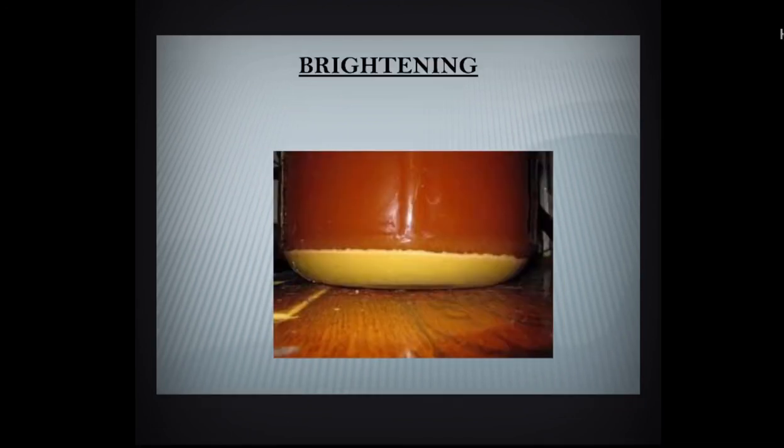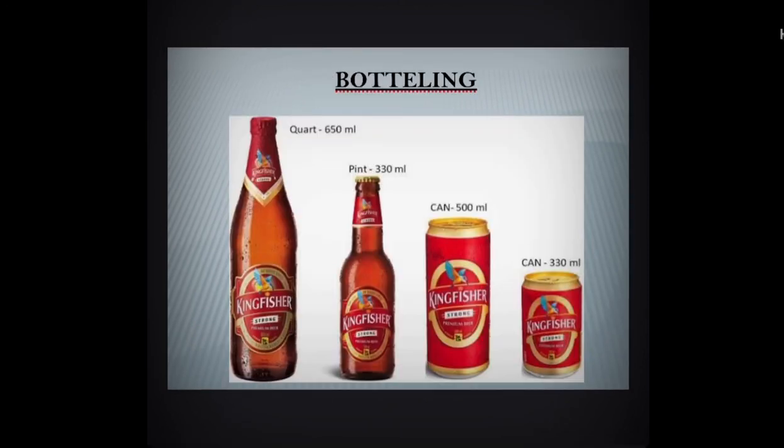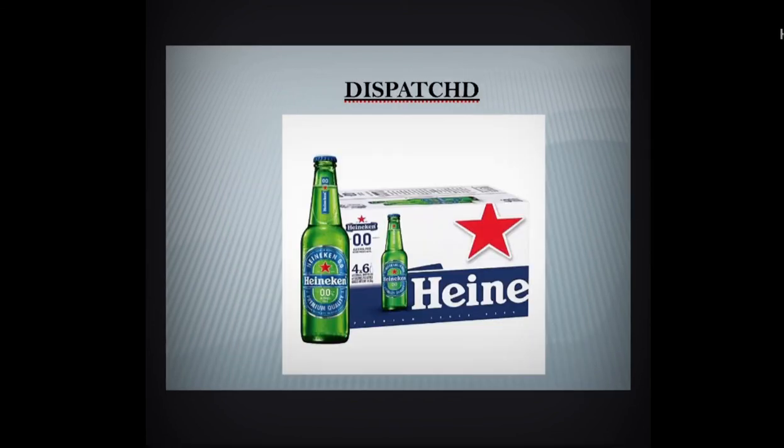Brightening is a powder added to the beer after racking, because the impurities are removed from the beer. That is why a brightening agent is used. After that, the beer is transferred into bottles and cans. After dispatch, the bottles go to bars and beer shops.